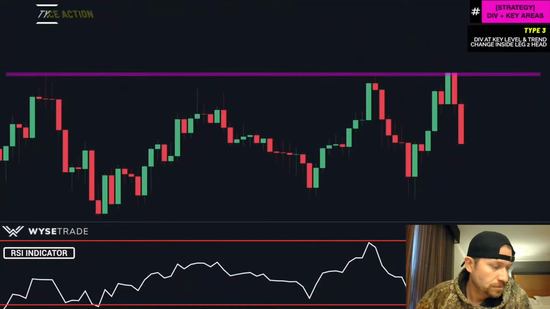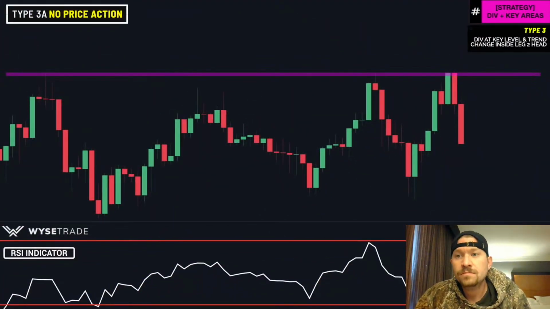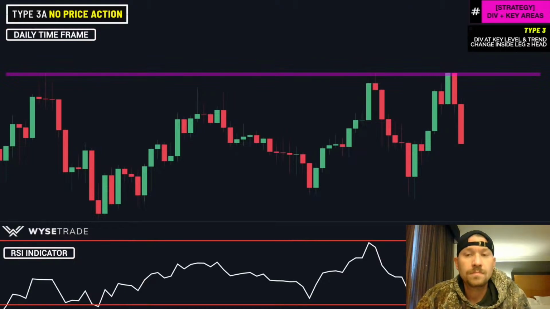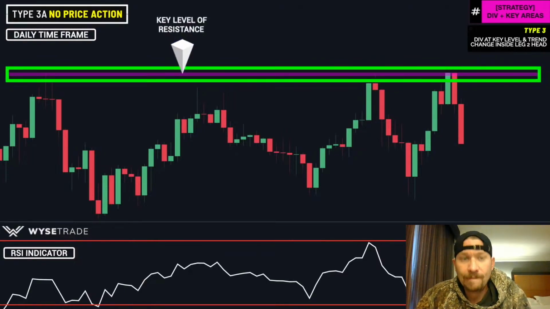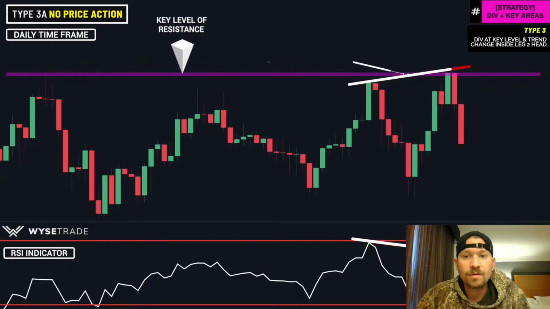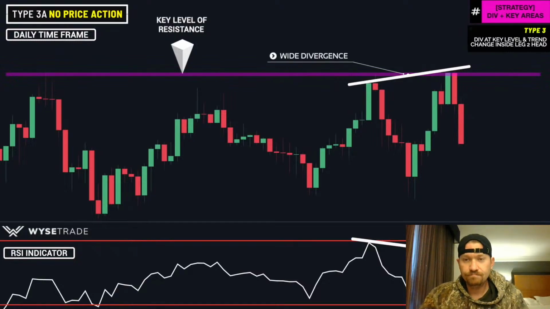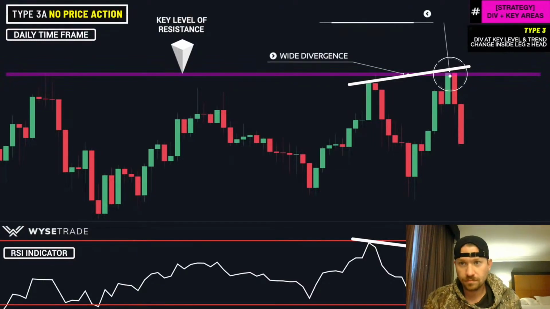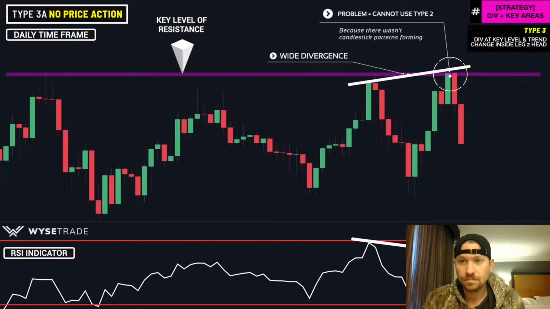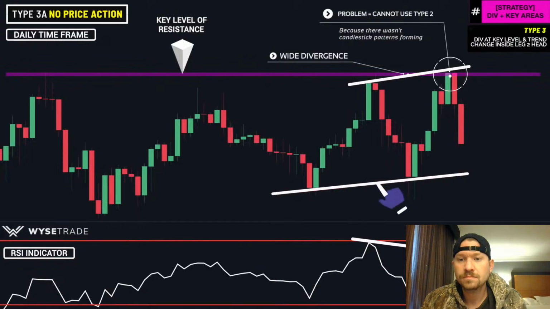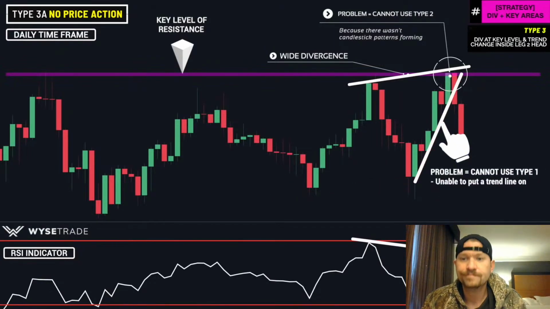So let's start with type 3A, which is when you don't have good price action. This is the daily time frame. You had your key level of resistance here. You then had a great wide divergence form. Now, here's the problem. You didn't have a good candlestick form at the key level. All you had was a green bullish candle. Also, you are unable to put a trend line onto this trend. If you put it here, it's too low. And if you put it like this, it's too tight. So again, the two problems: no candlesticks for type 2 and no trend line for type 1.